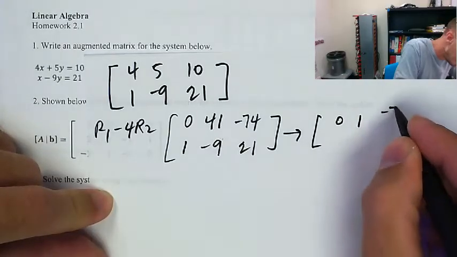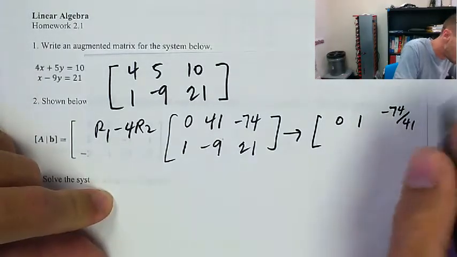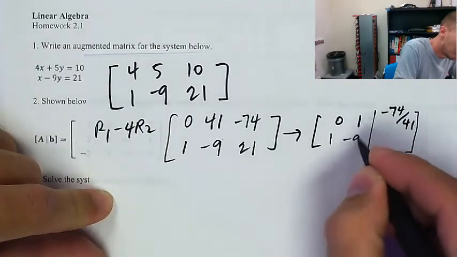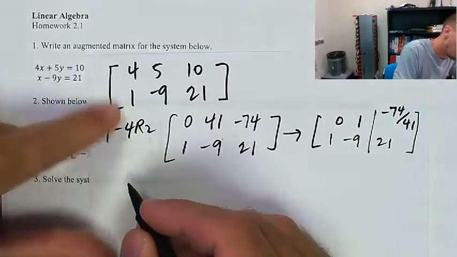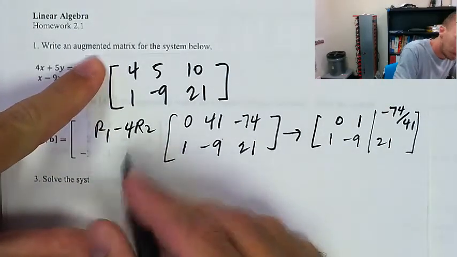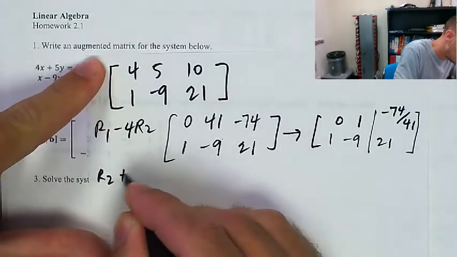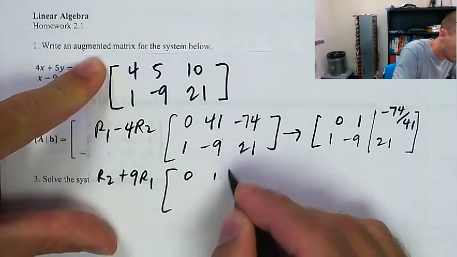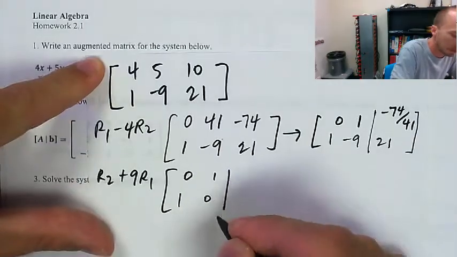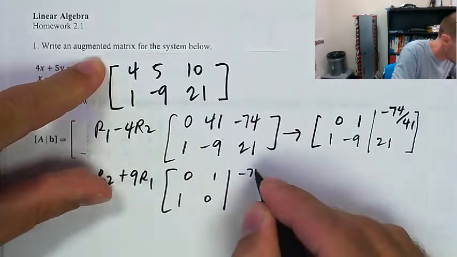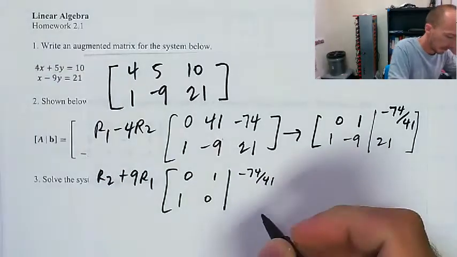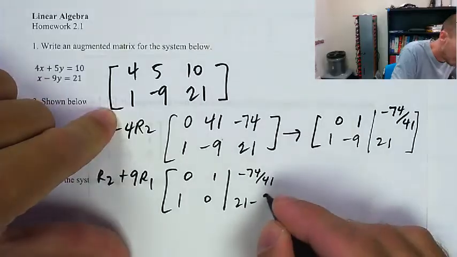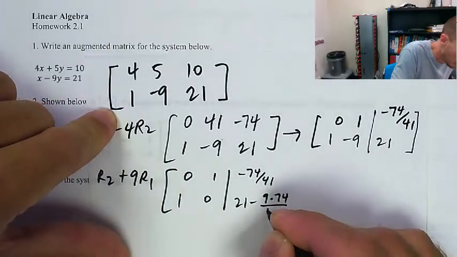Okay, so this becomes 0, 1, and negative 74 over 41, I guess, right? And that will be 1, negative 9, and 21. So if I want to clear out that 9, I'm going to take row 2 and add 9 copies of row 1, even if this was a mistake to even go down this road in the first place. I'll get negative 74 over 41, and then 21 minus 9 times 74 divided by 41.